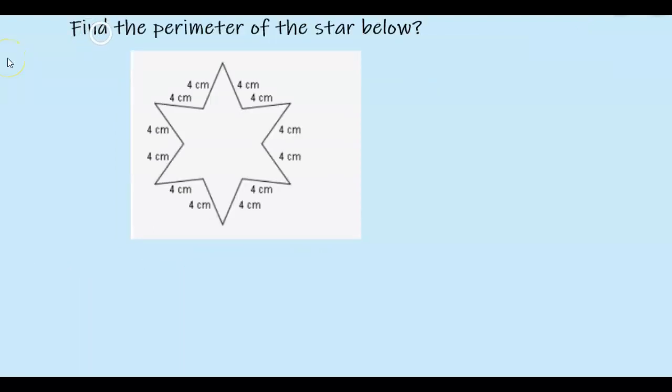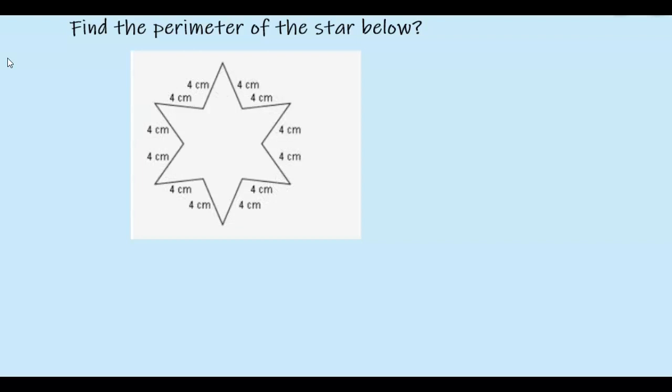Right, let's find the perimeter of the star below. So here we are going to add all of it together, and then it will give us our perimeter. So be careful you don't miss anything. Just take your time and add all of it, and you can even count to make sure that you don't miss any of them. When you count, it's 12, so make sure you add all of them up.